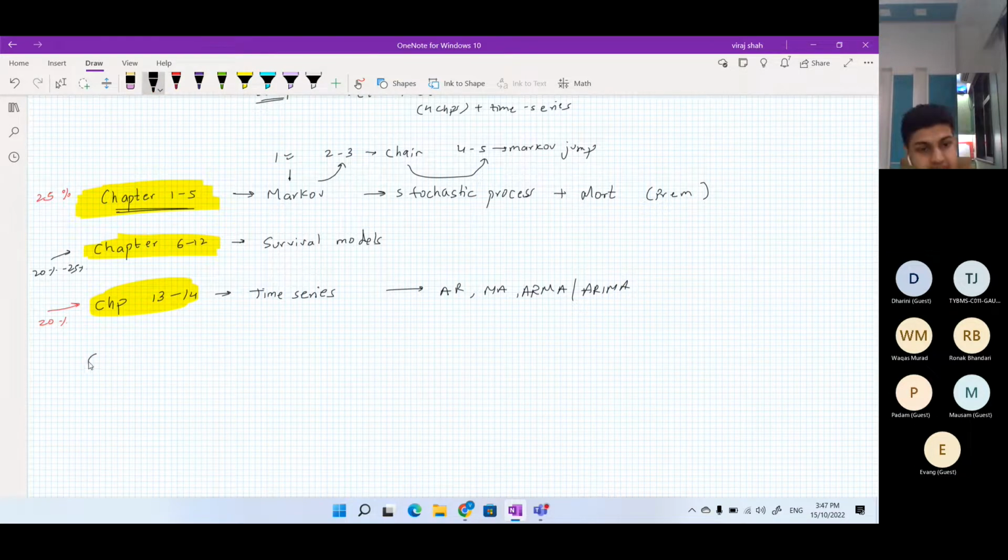Then let me give you an idea about chapters 15 to 20. From 15 to 20, we'll basically be using your risk values and predicting in your risk modeling. Okay, risk modeling. How? Basically, as I told you, first we'll be looking at distributions.